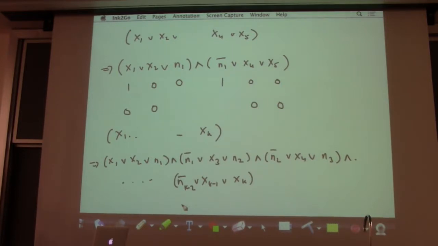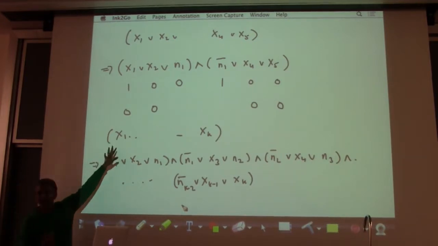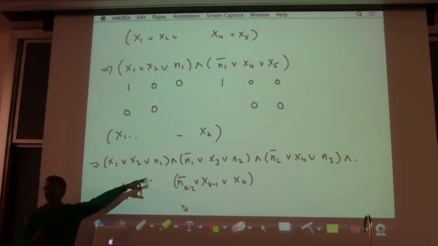Think of your subroutine. You want your subroutine, if it says yes or no, to trust it. You can't say, well, if it says yes, I believe it, if it says no, I'm not sure. It has to work both ways. Okay, so you have this now. And again, by the same argument as earlier, you can convince yourself that the truth value of this will be exactly the same as the truth value of this, regardless of the assignment of the n's.